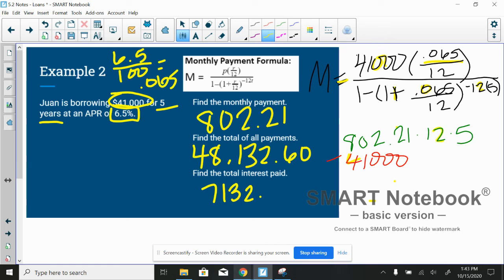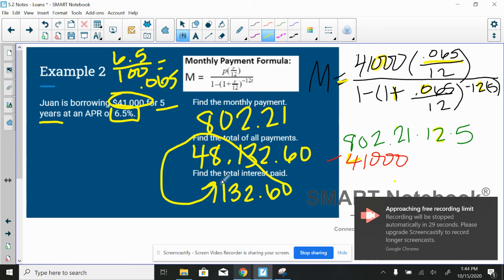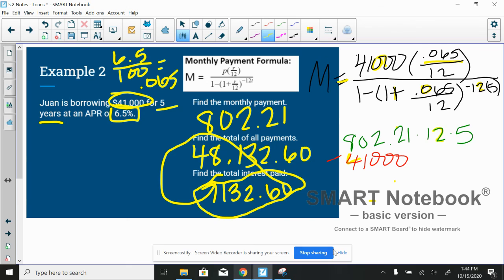Okay, so on today's stuff, all we're doing, monthly payment by plugging into the formula. Don't forget to convert the rate. Find the total of all payments, multiply by 12 and however many years there are. And then find the total interest paid by subtracting that amount with the original loan amount. Sorry, I made that really ugly. That is 7132.60.